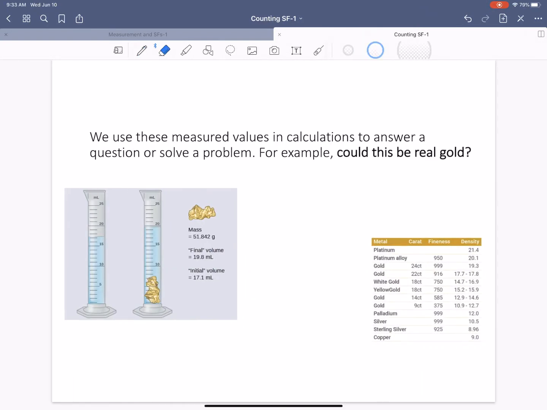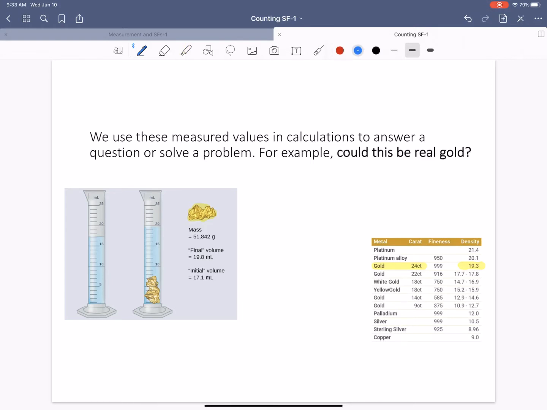We use these measured values in calculations to answer a question or solve a problem. For example, could this be real gold? It looks like gold. It's shiny and golden colored. Maybe it feels like a metal in your hand. So we need to consider some other aspects to support the idea that this may be real gold, and one of those would be density. Pure gold would be 24 karat and would have a density of 19.3 grams per cubic centimeter.